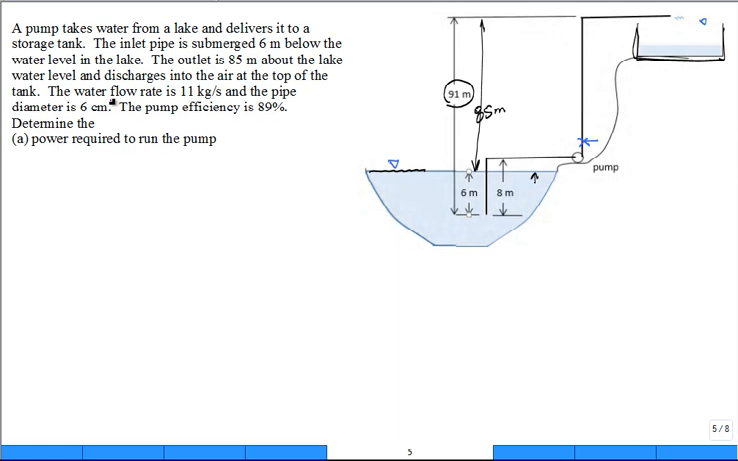The water flow rate is 11 kilograms per second. So M dot is equal to 11 kilograms per second. And the pipe diameter, D, I can't write M dot. D is equal to 6 centimeters. The pump efficiency is 89%. Determine the power required to run the pump.